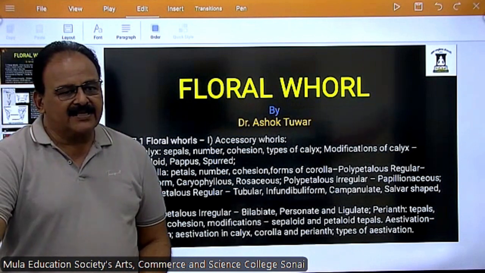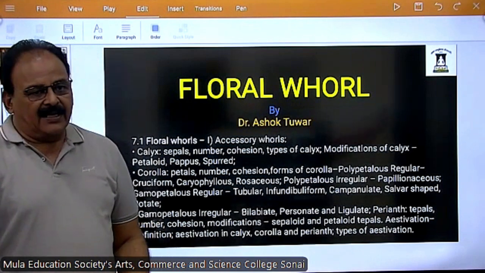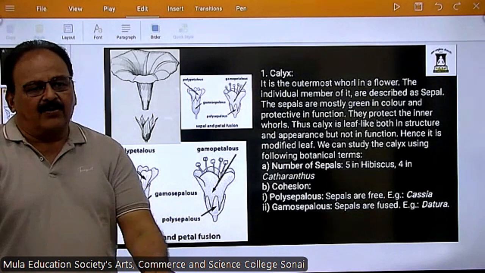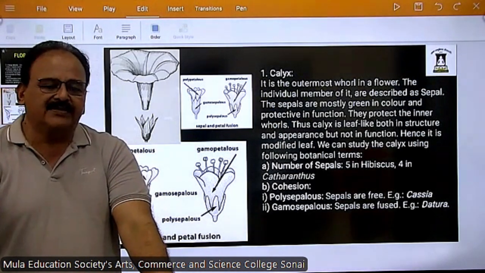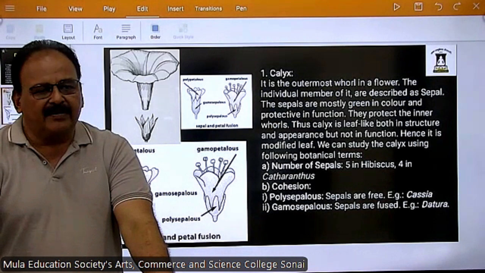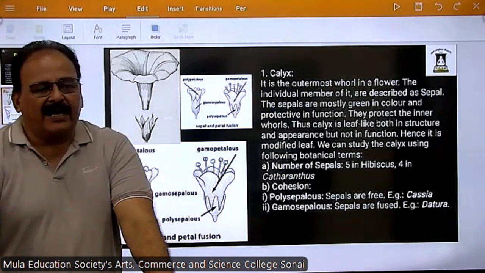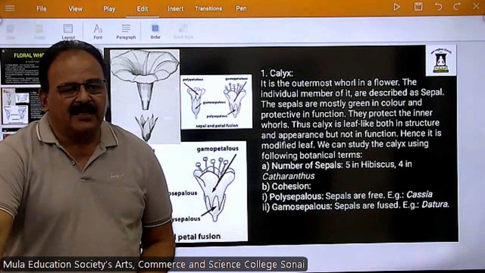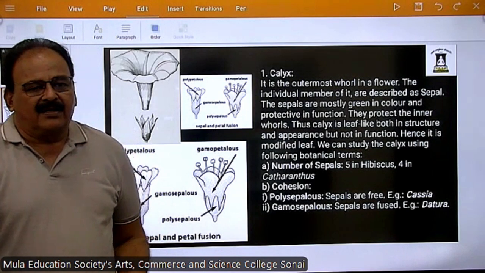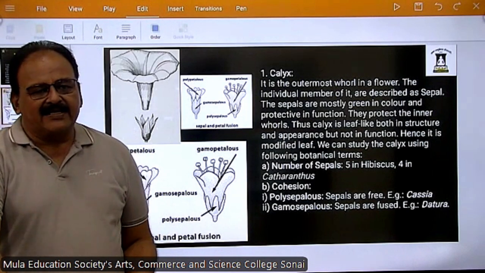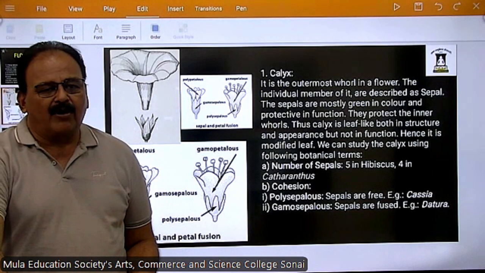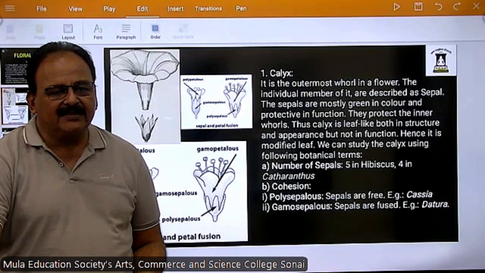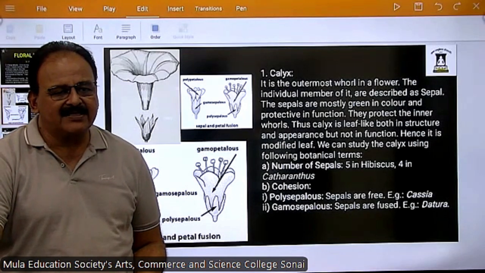Floral whorls, that is accessory whorls, calyx and corolla. Calyx is, out of four whorls, the outermost whorl. It is made up of sepals, and it is green in color, protective in function, and we can study the calyx by using the following botanical terms. Number of sepals: 5 in hibiscus, 4 in catharanthus.